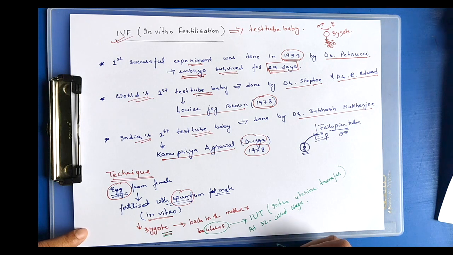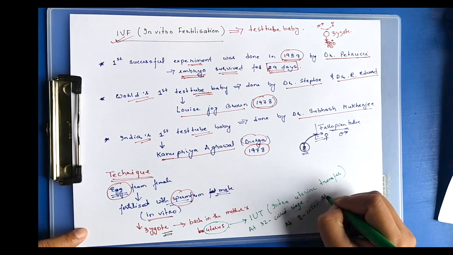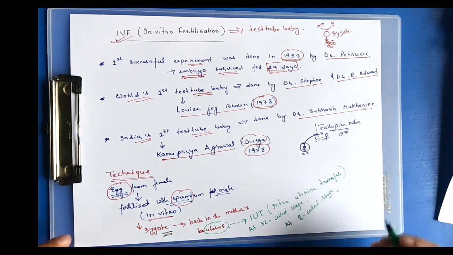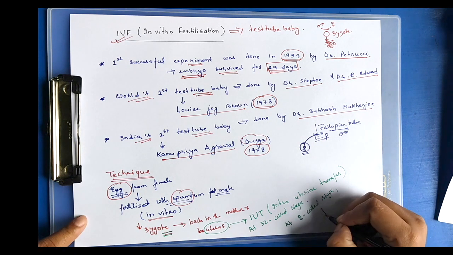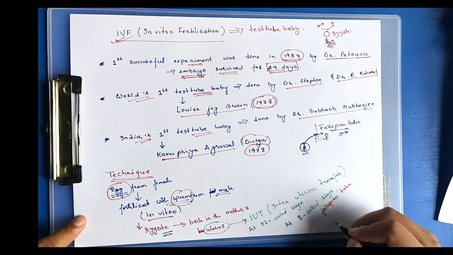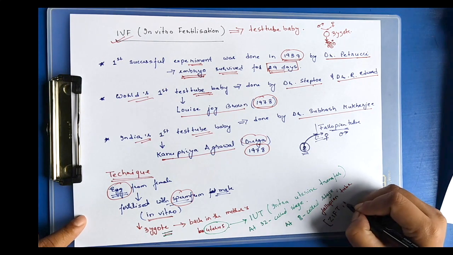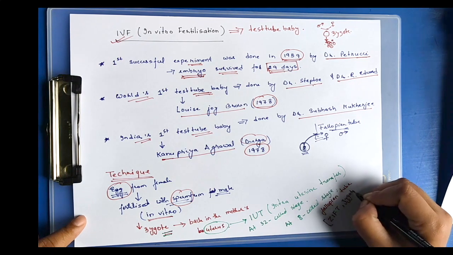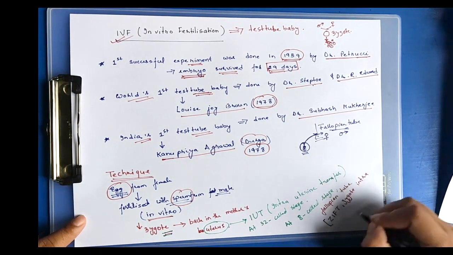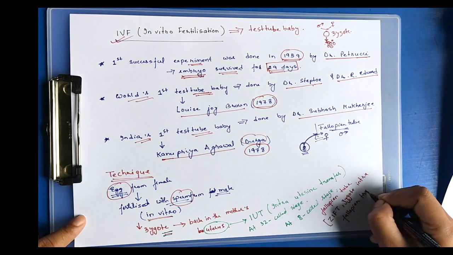If the zygote is at the 8 cell stage, then the zygote is put back in the mother's fallopian tube. This process is known as ZIFT. ZIFT is zygote intrafallopian transfer.